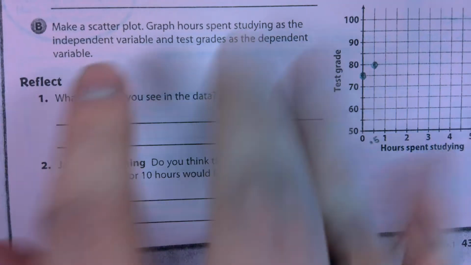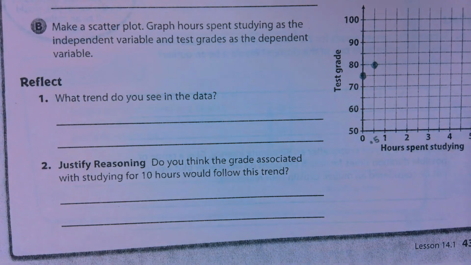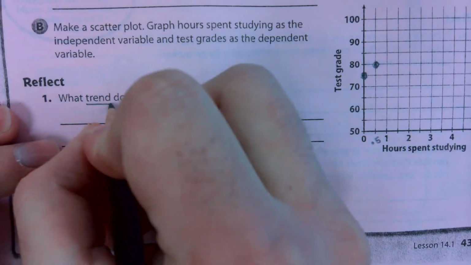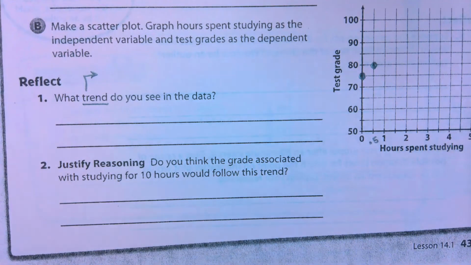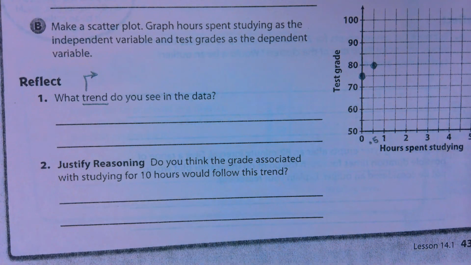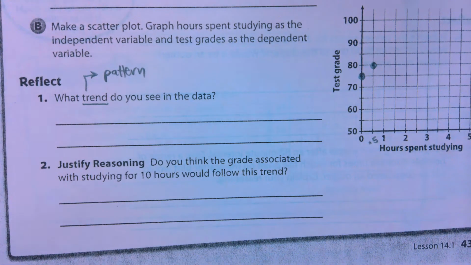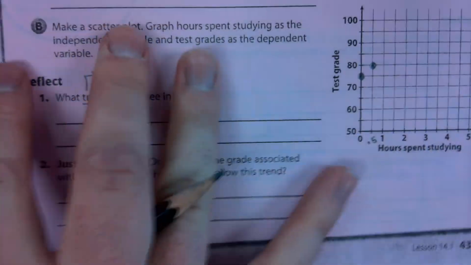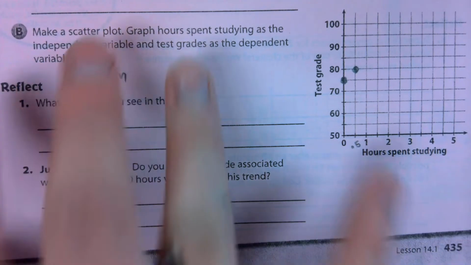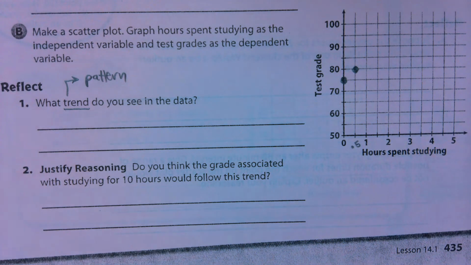So what we're going to do now is answer number 1. What trend do you see in the data? Go ahead and underline trend. Trend is just another word for pattern. Math is all about patterns, and this lesson is no different. We're looking for the pattern of all these points.